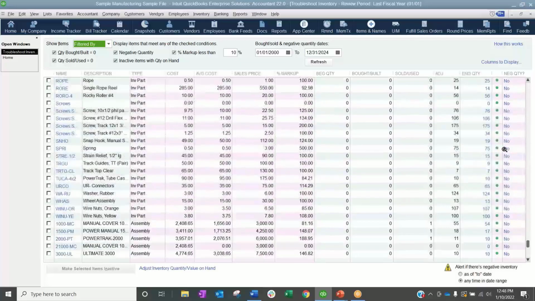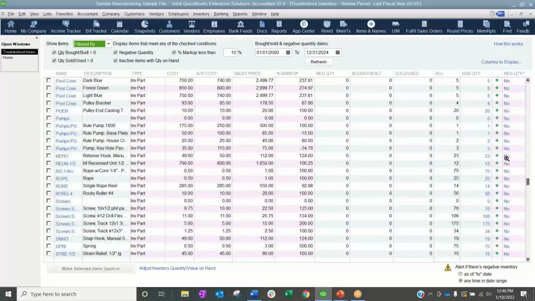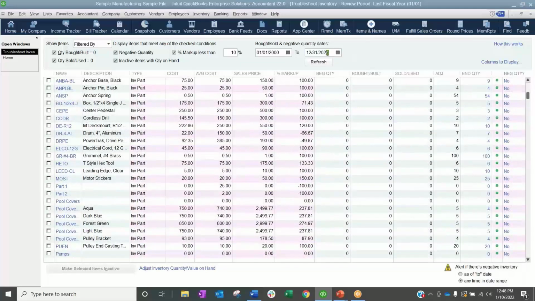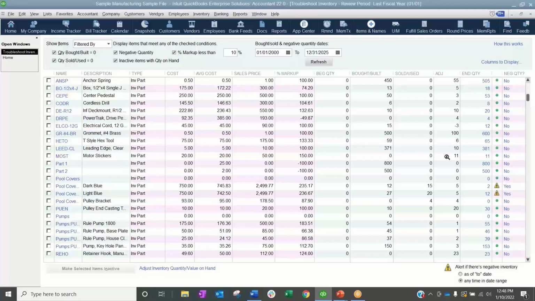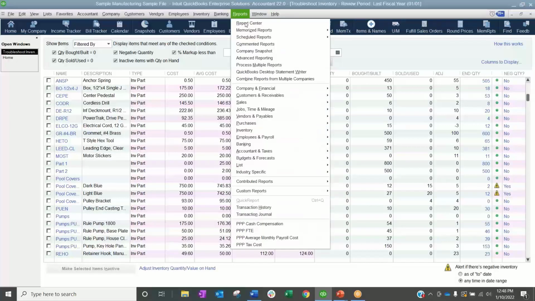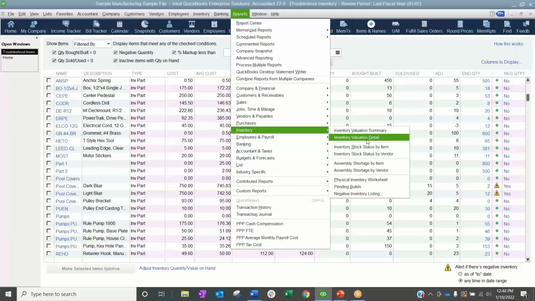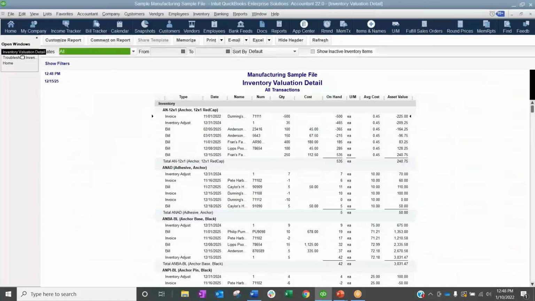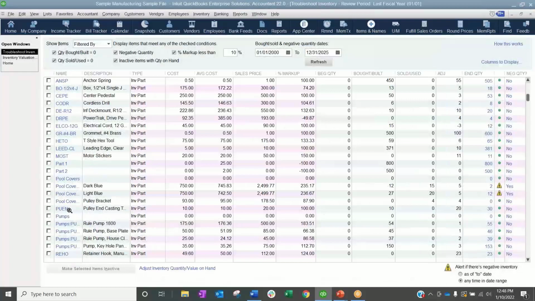Down below here, if we look, I guess I don't have any other ones. Because let me go to 2025. There we go. I was going to say, I know I did this. I set this up before. So in here, you can see it's flagging them even though the end quantity is positive, because at some point in history, these items went negative. So this report helps us to narrow, and then I can go look at my inventory valuation detail report for all time and just go to those items, right?